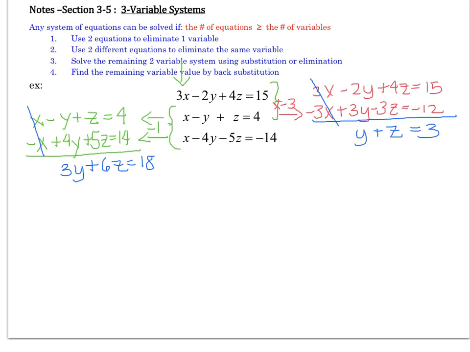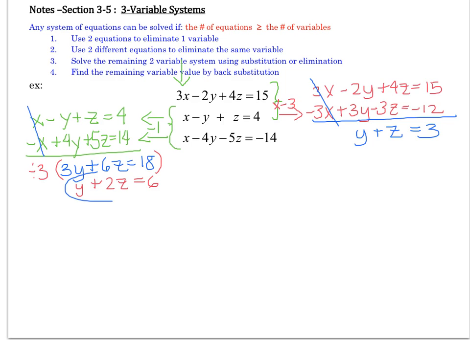And here's a really good trick that you want to keep track of. If you notice that there's a common multiple everywhere, I'm going to simplify this by dividing everything by 3. And so what this will turn into is y plus 2z equals 6.